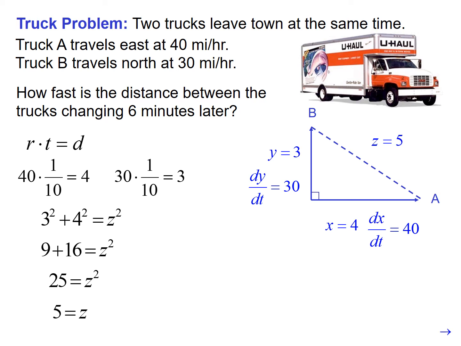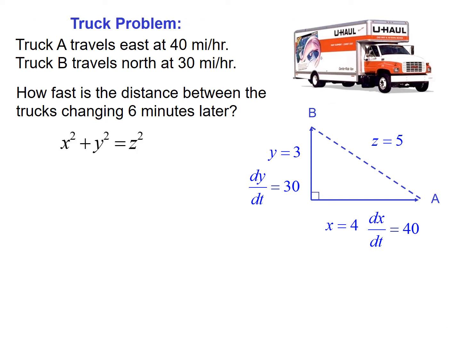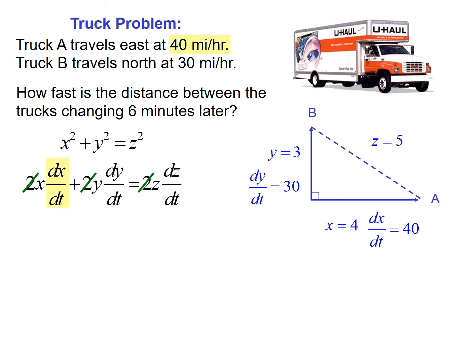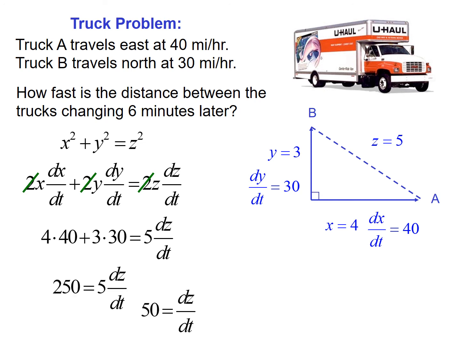And the one thing we're still trying to find is dz/dt. How fast is that distance between them changing at that point? So we relate all of our variables, x squared plus y squared equals z squared, take the derivative with respect to t. We can divide everything by 2 to get rid of those, and plug in all of our known information. We know dx/dt, we know dy/dt, we know x, y, and z. The only thing we don't know is dz/dt. And we can solve: dz/dt is 50 miles per hour.